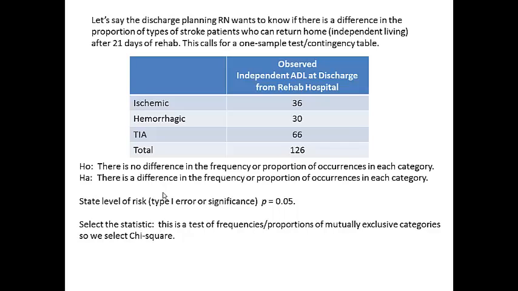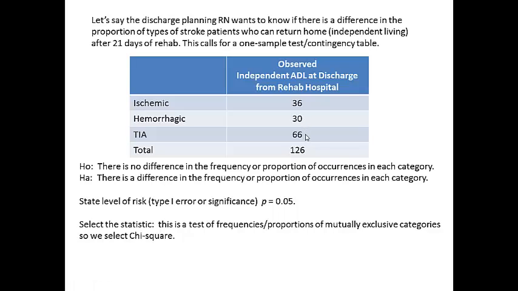Let's say the discharge planning nurse wants to know if there's a difference in the proportion of types of stroke patients who can return home to independent living after 21 days of rehab. This will call for a one-sample contingency table. So we have 3 different types of stroke: ischemic, hemorrhagic, and the TIA. We have some data that we've collected. We note that of 126 patients observed over the course of several months, 36 patients with ischemic stroke returned home, 30 with hemorrhagic stroke, and 66 with TIA.